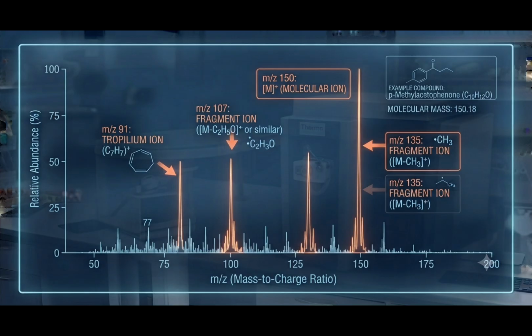Molecular ion. When a molecular ion is observed, it can provide information about the molecular mass of the compound. Fragment ions can provide additional information about the molecular structure. Therefore, the combination of molecular ion information and fragmentation patterns can help identify unknown compounds.